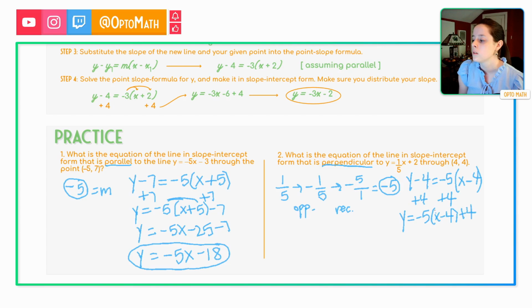Distribute your slope of -5. -5x plus 20 plus 4. Last step, combine those two constant terms. Y is -5x plus 24.